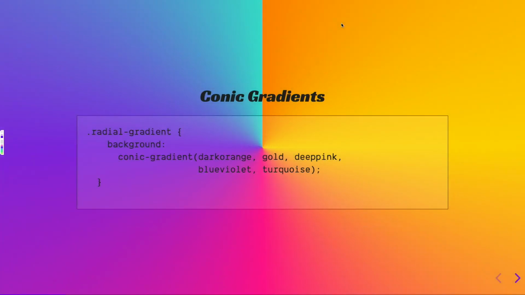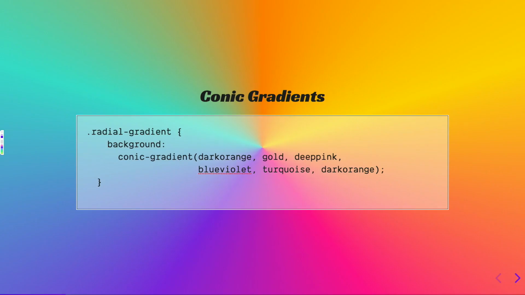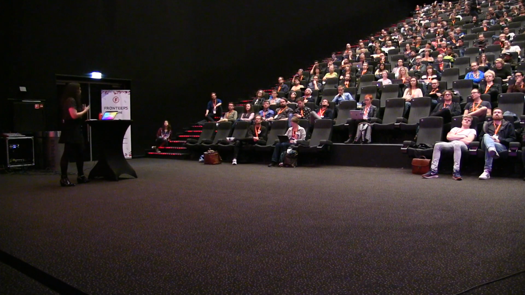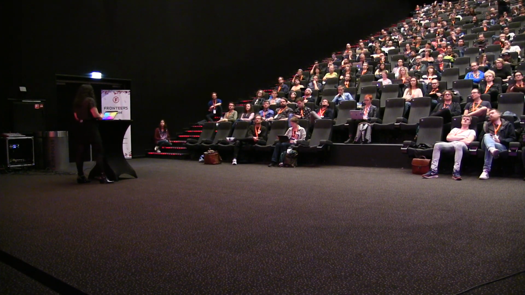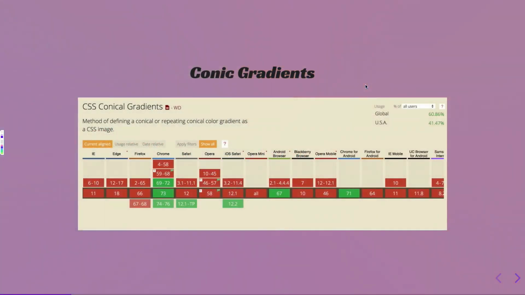So conic gradients were really pushed for by Lea Verou, who's also speaking later today. And they basically let you start at a single point and go around in a circle and reach back to that point. And there's a lot of great examples that she shows about where this could be used with pie charts and other things like that. And so I'm in Chrome Canary right now, and you can see that it's working fine in Chrome Canary. But when you look at the usage across browsers, we now have support in Safari, but it's pretty rough still. So you can't really use conic gradients on the web either.